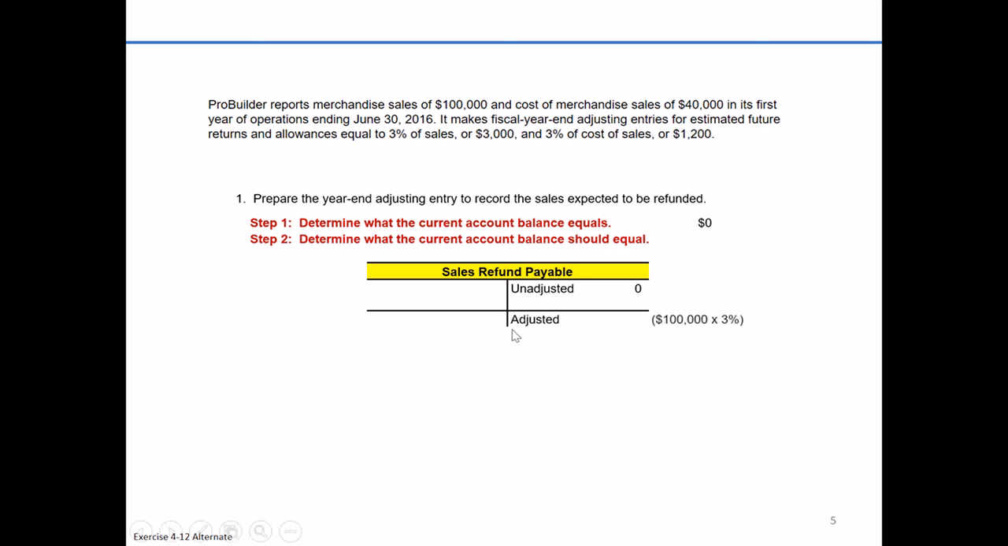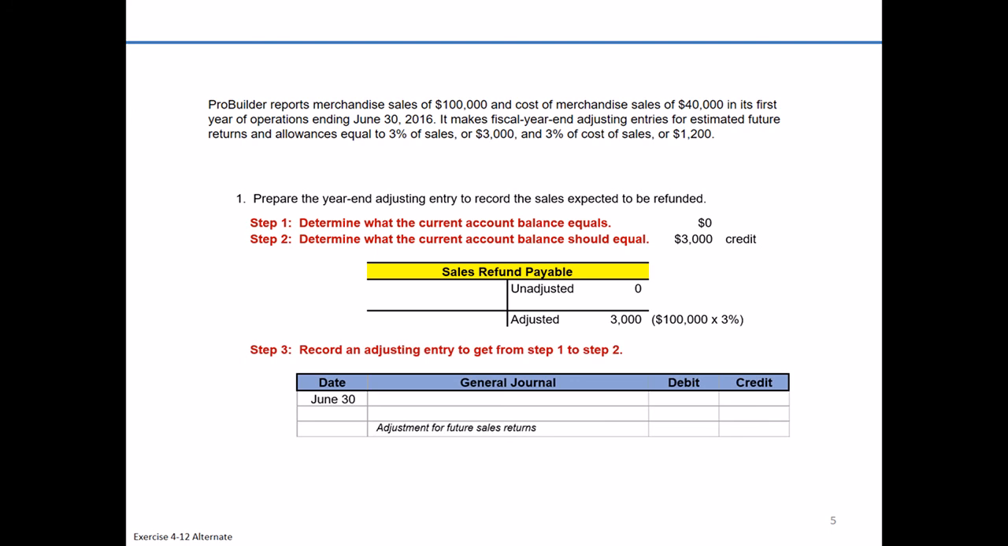So the adjusted balance of what we want it to be is our $100,000 of sales multiplied by 3%, the expectation of what we're going to refund. That comes up to be $3,000. 100,000 times 3% is $3,000. So that's the amount that we want the credit balance to be in sales refund payable. So what do we need to do in order to get it there?